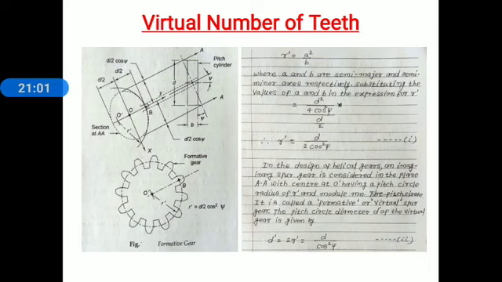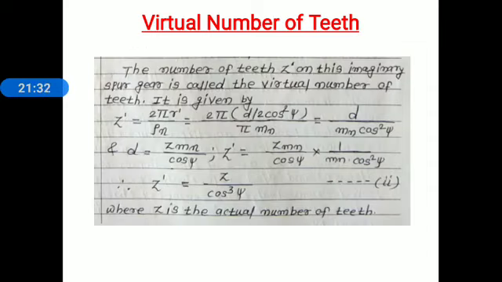Now the diameter d dash of the virtual gear is 2 times r dash. Substitute the value of r dash, 2 into r dash. R dash from expression number 1 is d divided by 2 cos square alpha, and therefore the pitch circle diameter of this virtual gear, d dash, is equal to d divided by cos square alpha, called expression number 2.